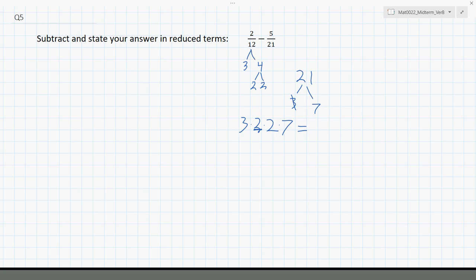So 3 times 2 would be 6, times 2 again would be 12, and then times 7, we get to do some fun long multiplication over here. 12 times 7: 7 times 2 is 14, carry the 1. 7 times 1 is 7, plus 1 more is 8, so 84. So 84 will be the common denominator between the two numbers.